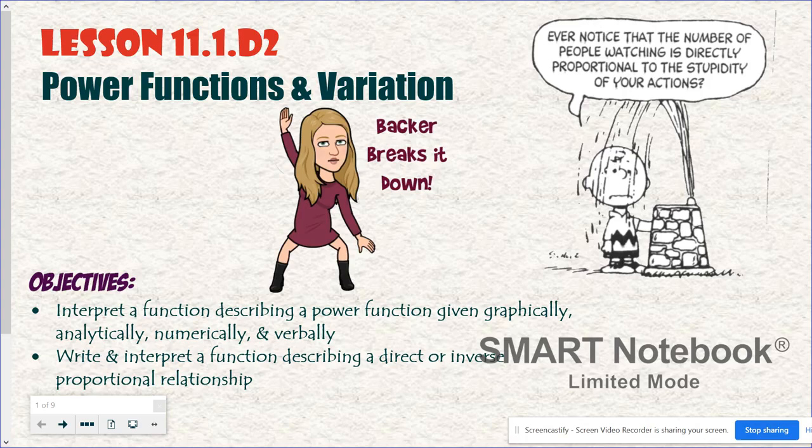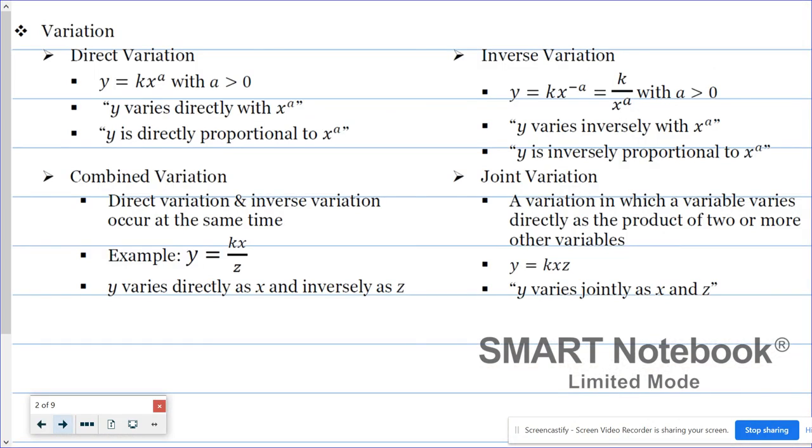In this episode, I want to look at power functions and something called variation. So we're going to do some word problems, but these are pretty easy. Trust me. There are actually four types of variation. We have direct variation, inverse variation, combined variation, and joint variation.